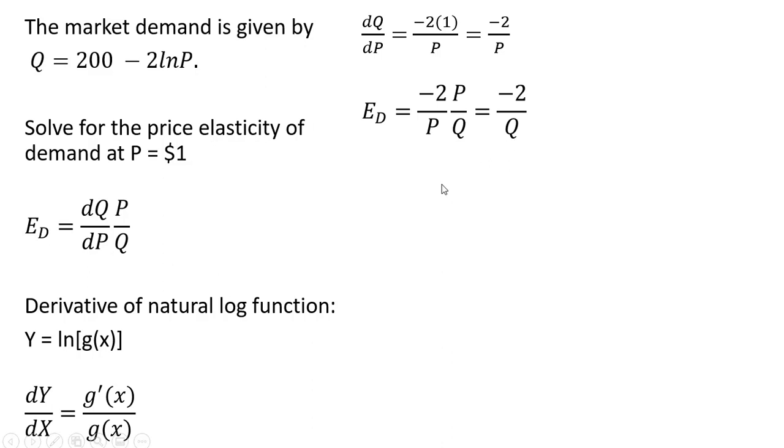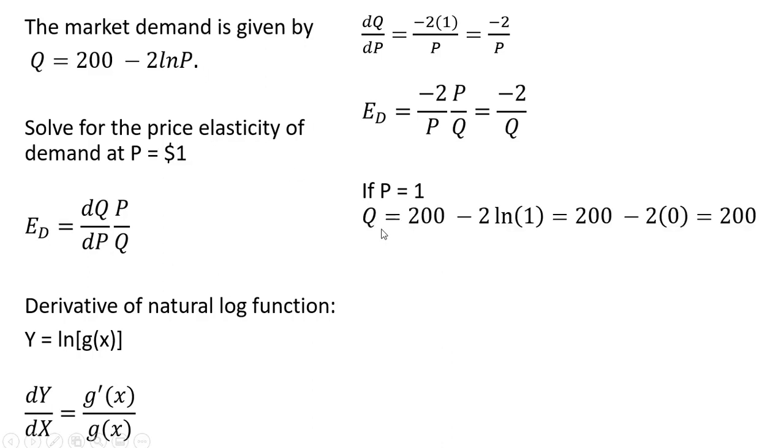So what do we put in for q? Well, we could do this. If p is 1, let's evaluate the demand equation, and we get 200 for q, so we'll plug 200 in for q. So minus 2 divided by 200, we have elasticity of demand of minus 1 over 100.